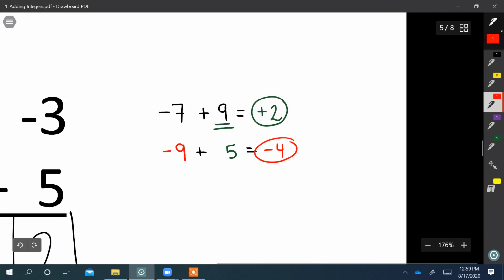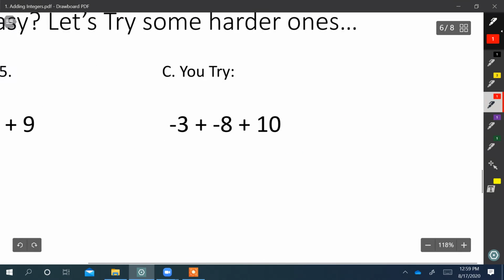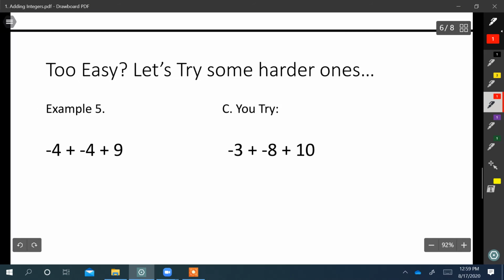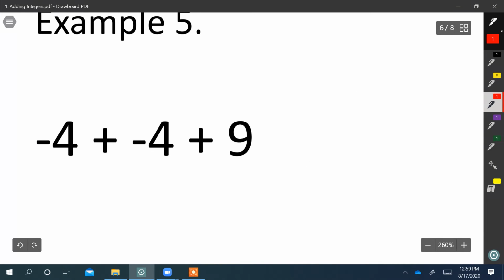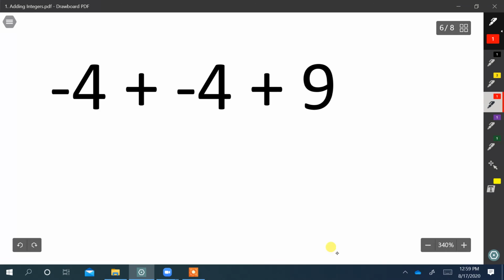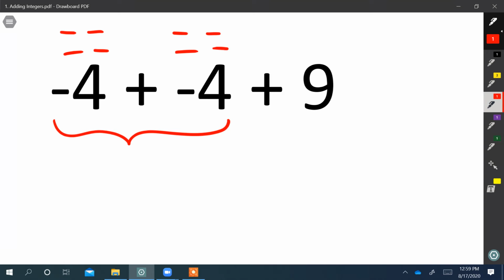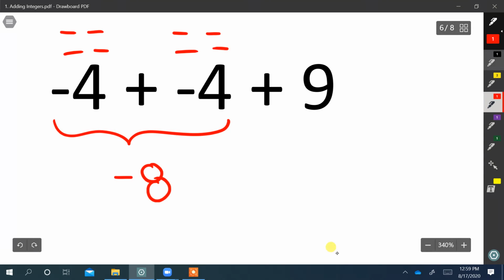Okay? Alright, let's do a couple more. Let's see if we can make it a little bit more difficult, but not really. Alright, in this problem, I have 2 negatives. It's like saying I have all those negatives right there, and I'm just gonna add them together. That's all we're doing. We're on the same side. When they have the same sign, you just add them together. In here, you're going to have -8, and then we're going to bring down this 9 right there.